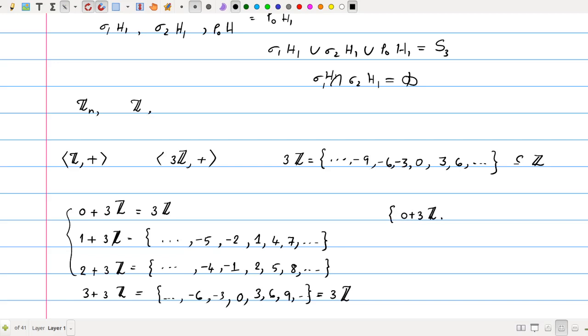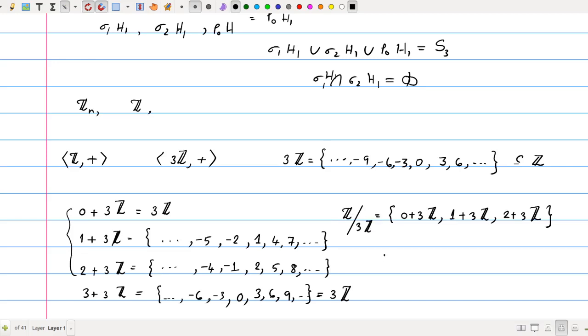So now you can say that there are only three distinct cosets. The first one is 0 plus 3Z, the next one is 1 plus 3Z, and the next is 2 plus 3Z. So these are the three distinct cosets of 3Z in Z. We denote the set of all distinct cosets as Z by 3Z. In this case, Z is the group and 3Z is the subgroup.